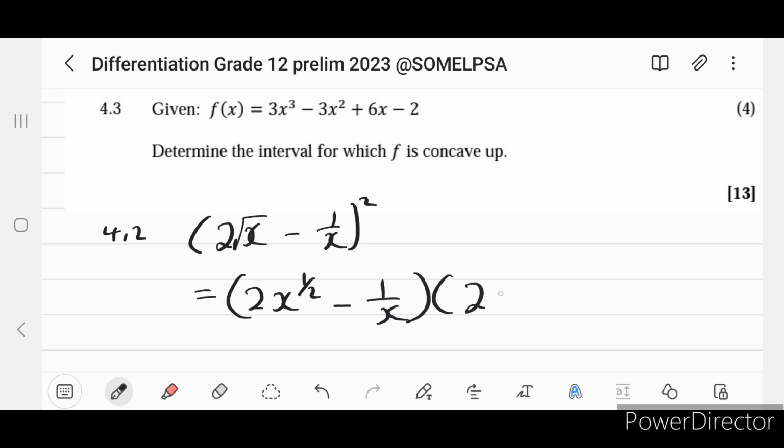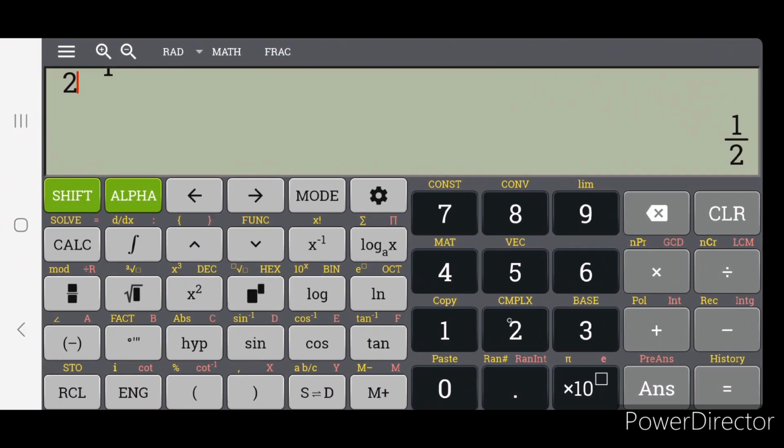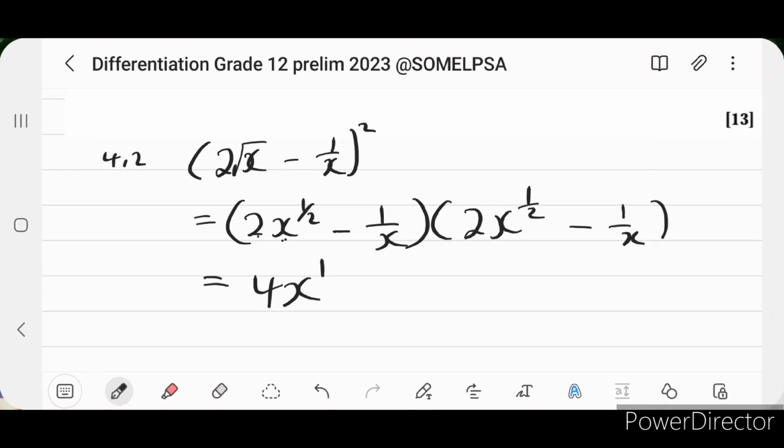We multiply this by 2x to the power of 1 over 2 minus 1 over x, because it's squared. So this is like a FOIL method. 2 times 2 is 4. x to the power of half times x to the power of half is x to the power of 1, because remember, when you multiply powers of the same base, you must add exponents, which is half plus half. This one must give you 1.